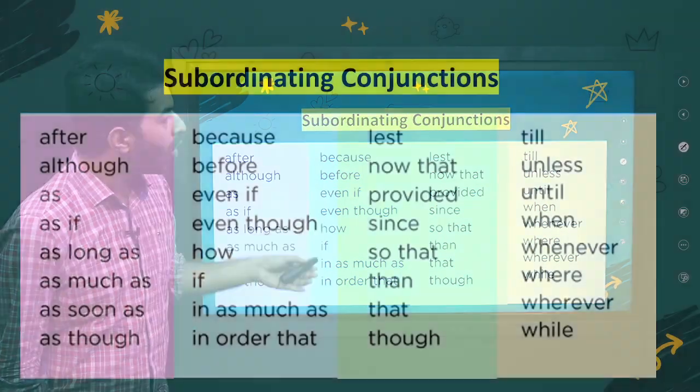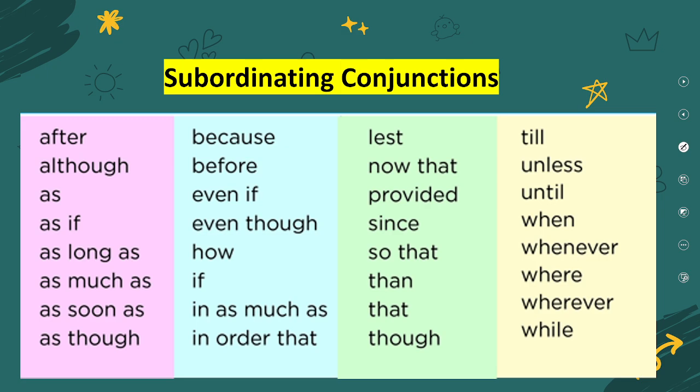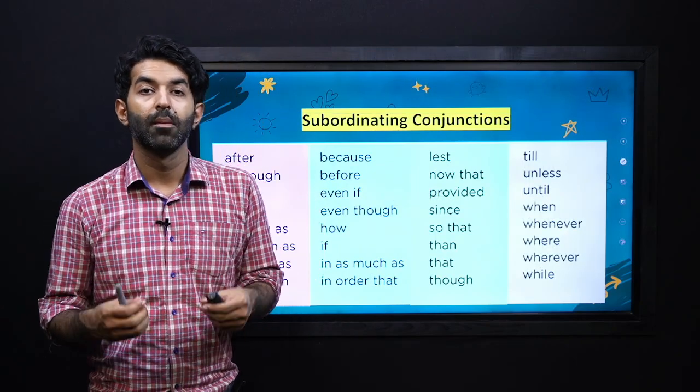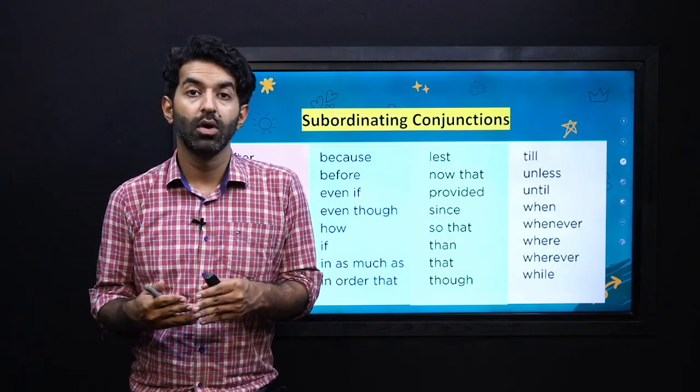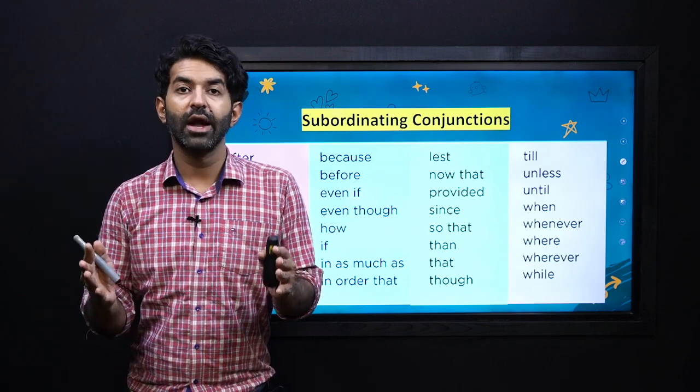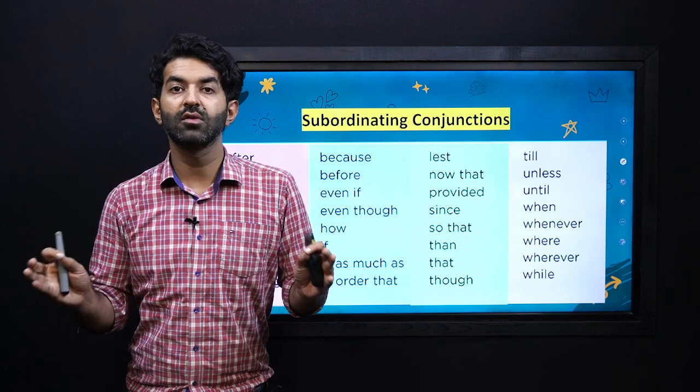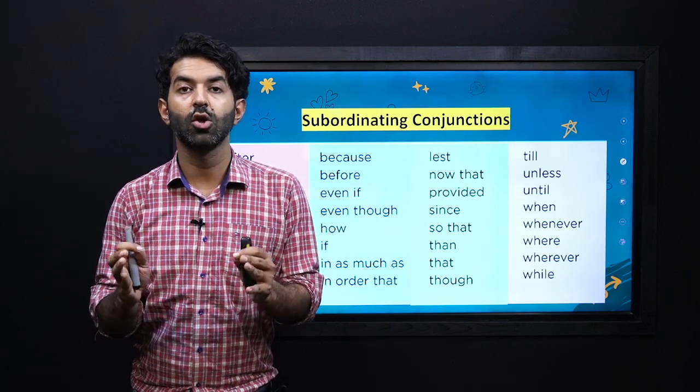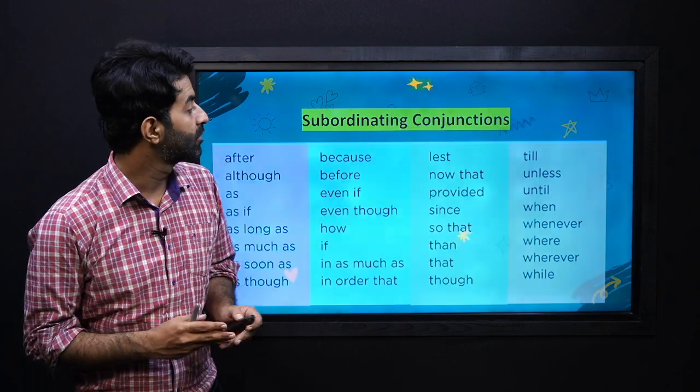Now, these are all the subordinating conjunctions that you need to memorize. You can note them down, maybe make a mnemonic to memorize all of them so that you can use any of these subordinating conjunctions in making your complex sentences.